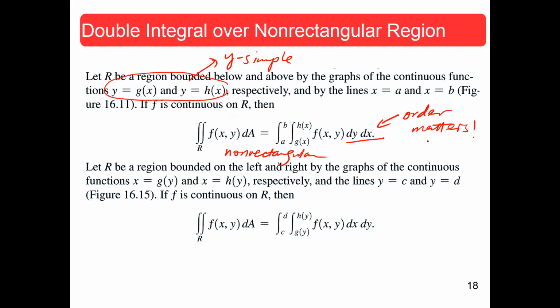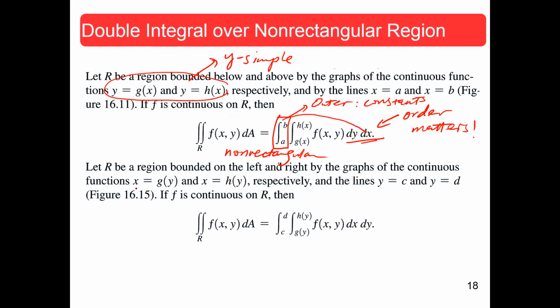Even though the order matters, there is a general principle for you to decide what goes on the outer layer. The easy principle you can follow is that the outer layer has to be constant. So constants must go to the outer layer. For example, x is bounded by two constants, a and b. Therefore, I'm going to have dx to the right and dy to the left. Make sense?